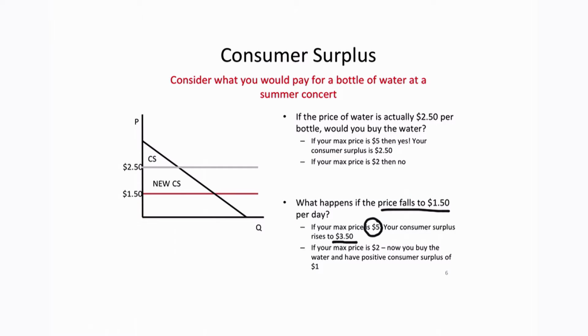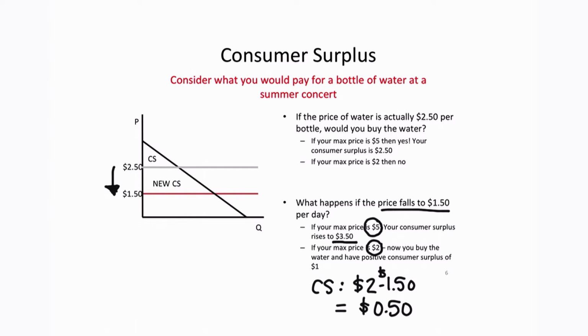What if the maximum price you were willing to pay was $2? Well, now the actual price is below your maximum price, so now you are purchasing the bottle of water, and you have positive consumer surplus. For this consumer, their consumer surplus will be $2 minus $1.50, the actual price, so that we have a consumer surplus of 50 cents.